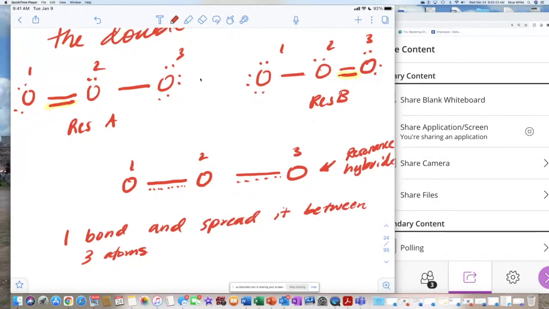Okay, so please notice where the dotted lines are. The dotted lines are where your double bond used to be, right? On the left-hand side, the double bond was here, so you see the dotted lines here. On the right side, it was here, so you see it here.